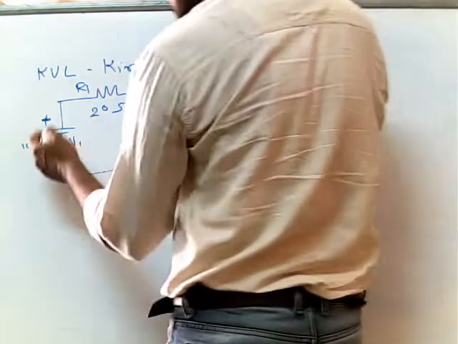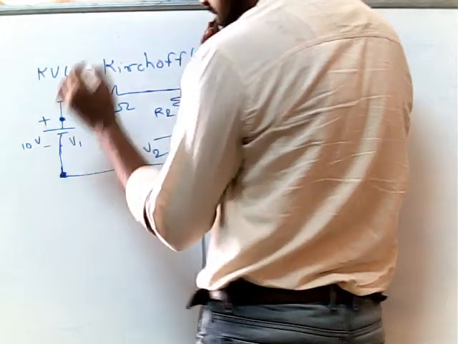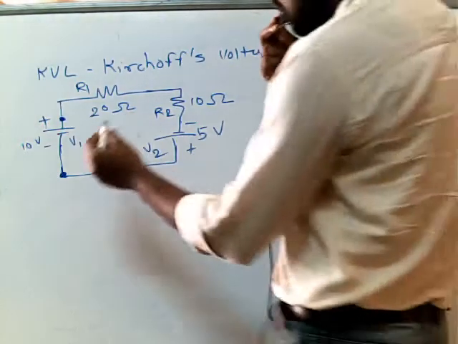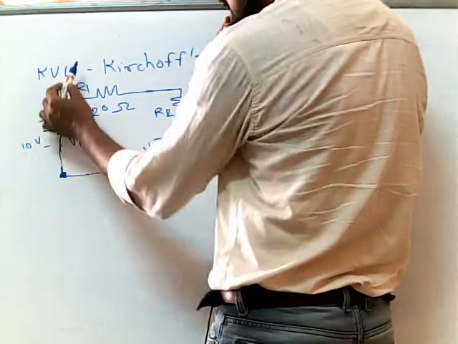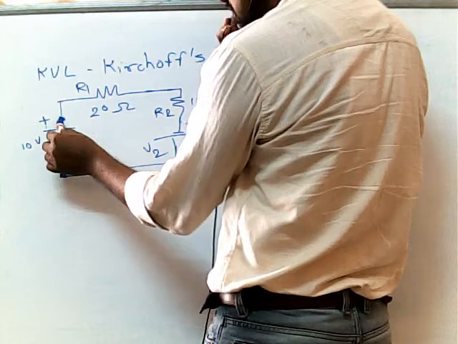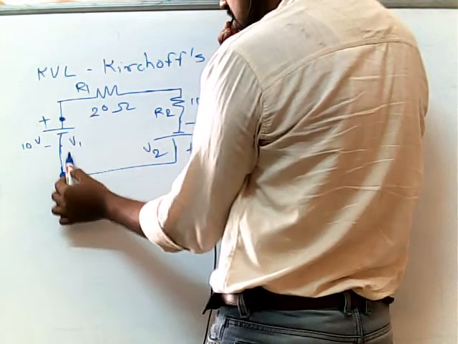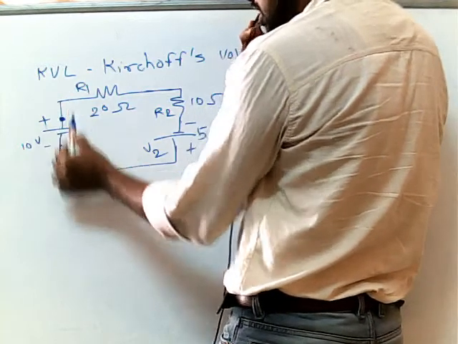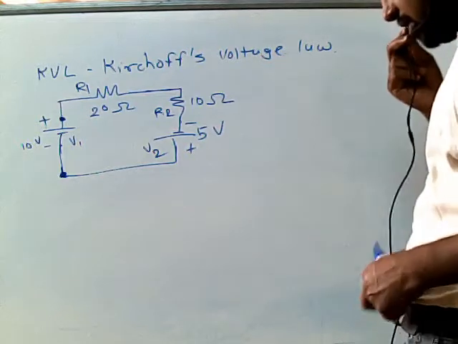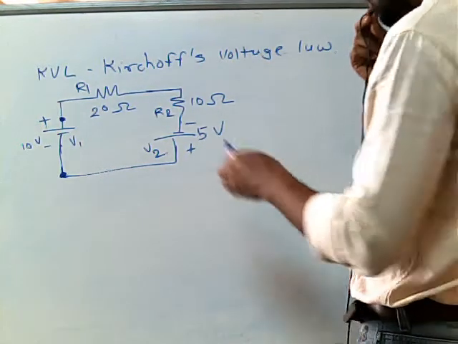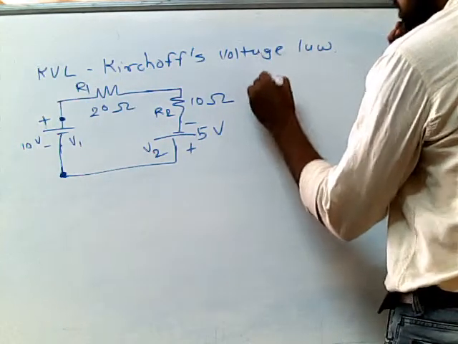Now what is this minus plus? It means the voltage of the upper terminal is lower as compared to the voltage of the lower terminal. So while I'm traveling, it is a rise of voltage. This voltage source has a voltage rise. I will consider voltage rise as positive polarity and voltage drop as negative polarity. So this is a voltage rise, and I will write it as plus V1.